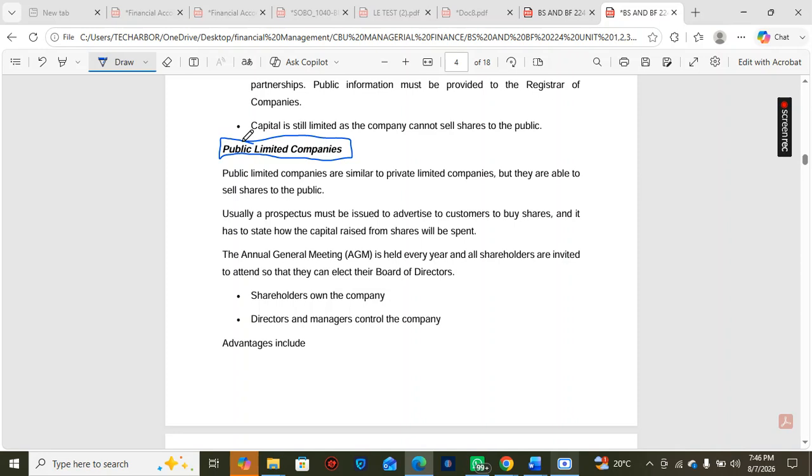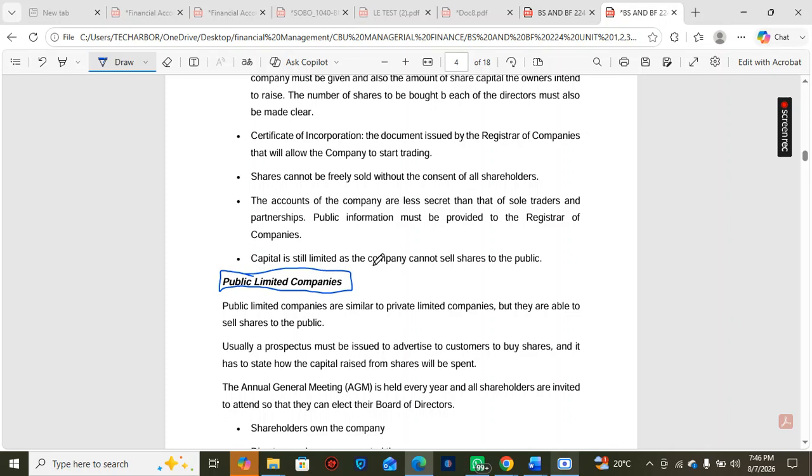So with public limited companies, they sell shares to the general public. Also, like a private limited company, this one has a board of directors. This board of directors is selected by the shareholders. The board of directors are in charge of giving direction for the company.